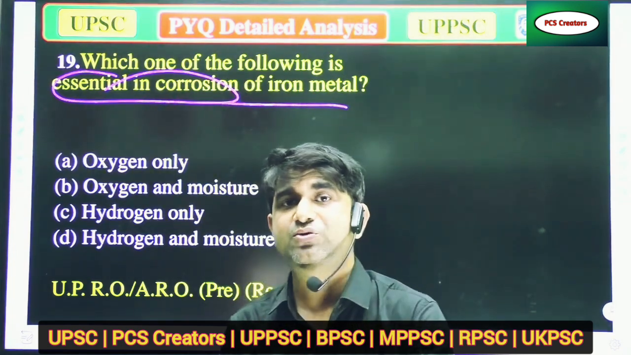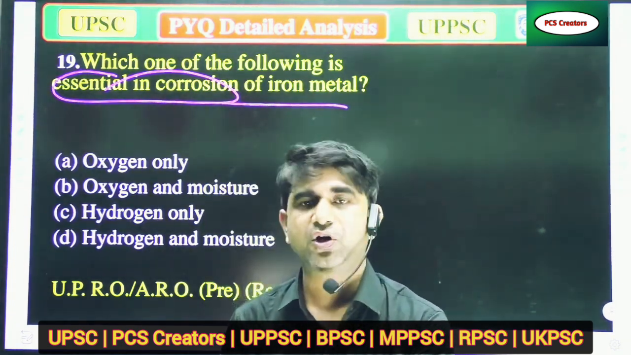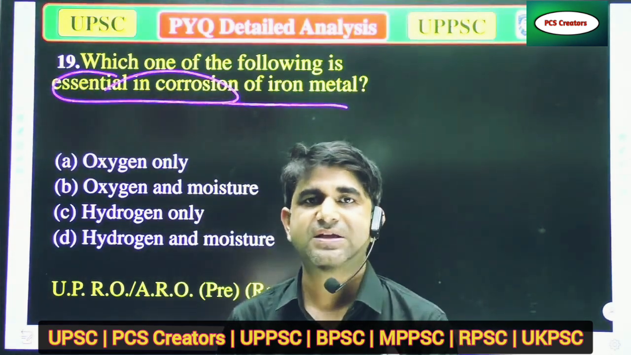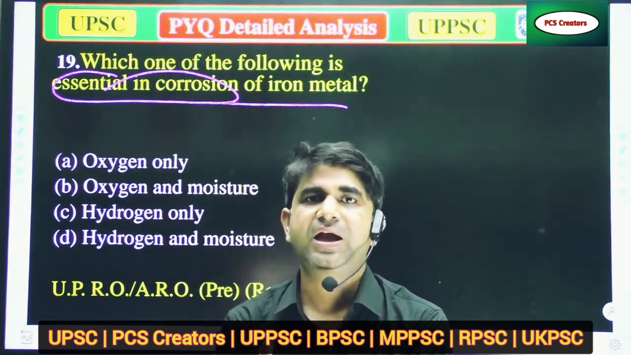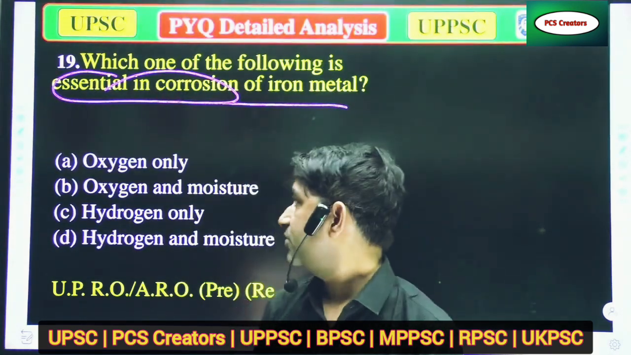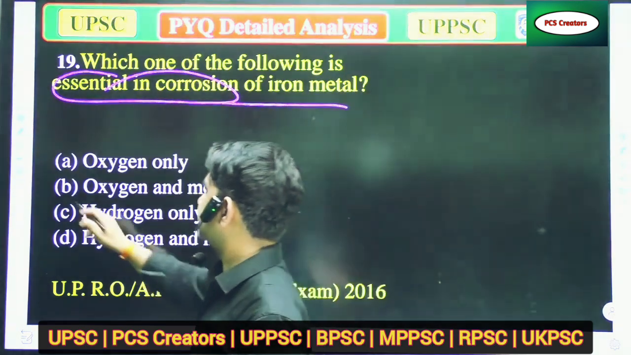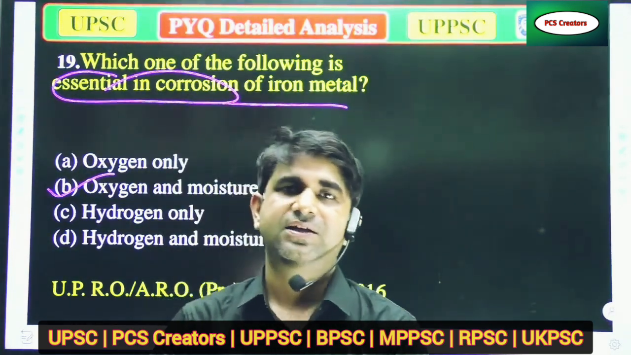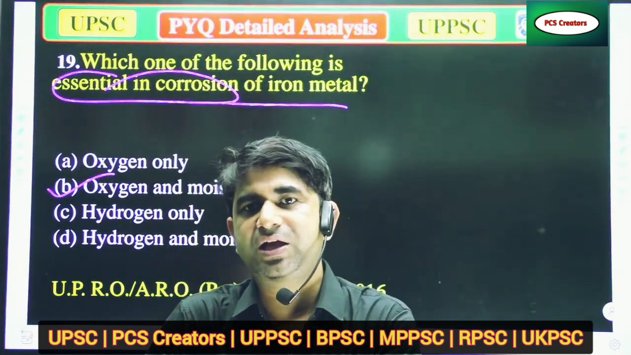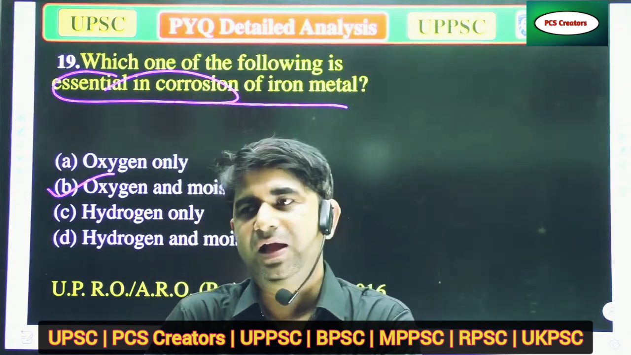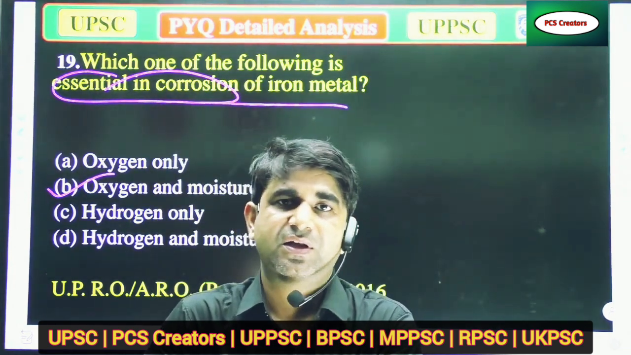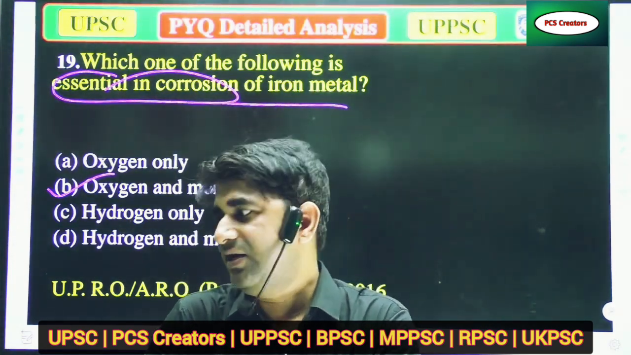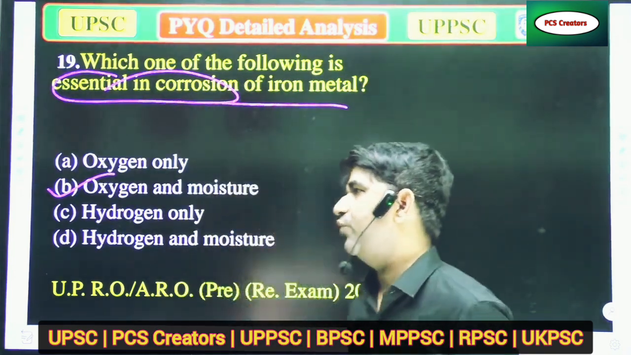In the previous question I discussed that for corrosion some substances are necessary, and that is the moisture and oxygen. So option B is correct, because for rusting of iron there is need of oxygen and moisture, because moisture has hydrogen as well as oxygen. That is why these are the necessary things for corrosion. So now we'll move to the next question.